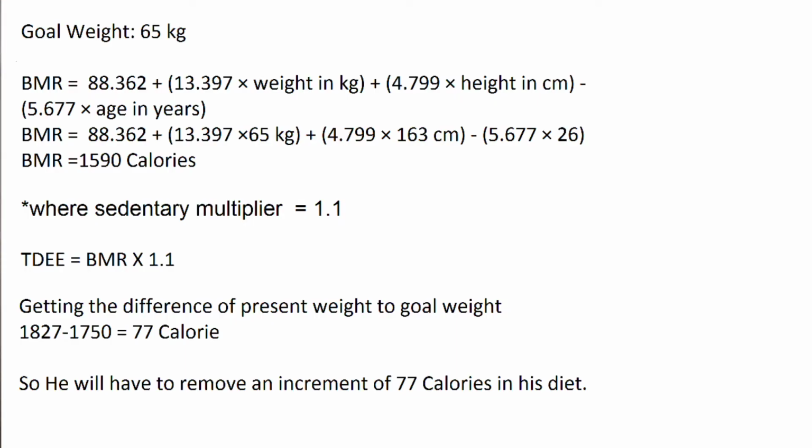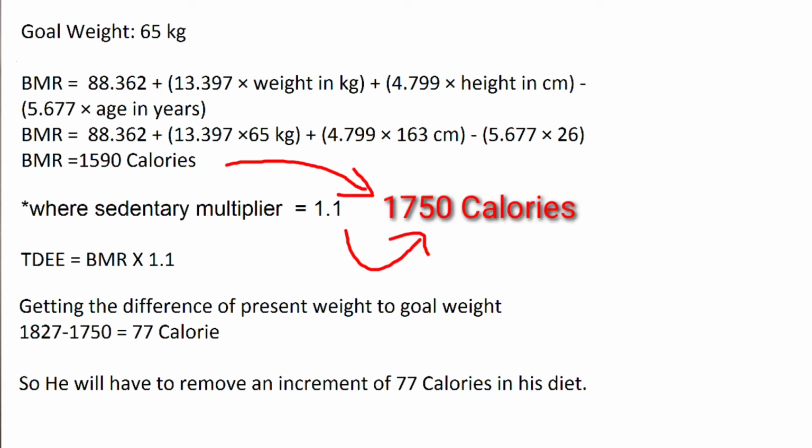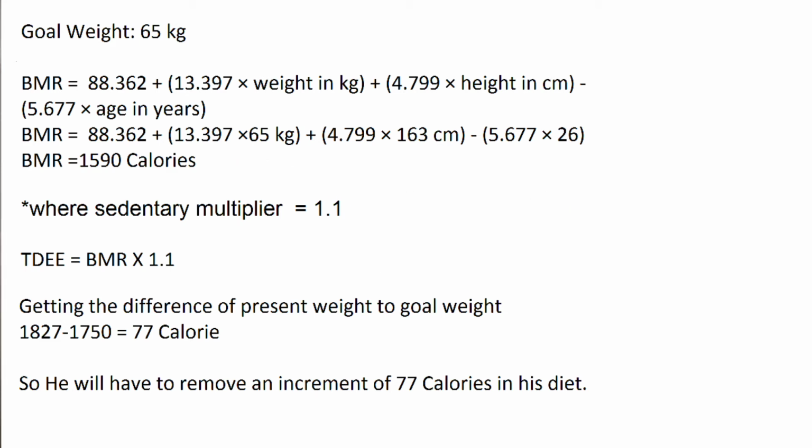With that in mind, calculating again for 65 kilograms for his TDEE, the goal weight is 65, substituting into this equation, and we find out that his BMR is equivalent to 1590 calories. Sedentary is times 1.1 for the TDEE, so BMR times 1.1, 1590 calories times 1.1, is equivalent to 1750 calories. So he will remove an increment, or will remove 77 calories, in his diet.